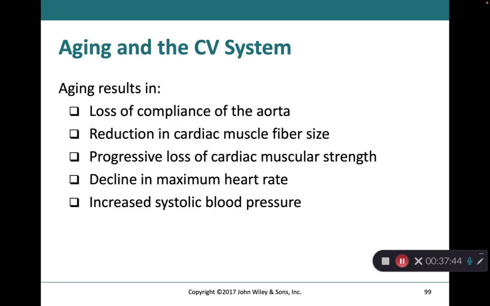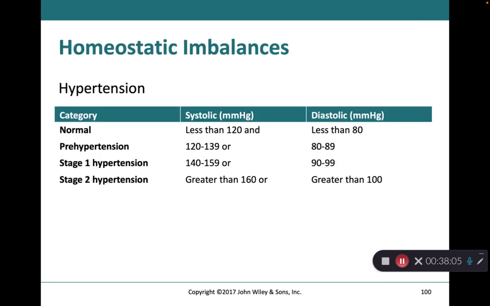Okay, so aging in the cardiovascular system. As we age, the aorta loses some of its compliance, so it doesn't pump as efficiently. We have a reduction in cardiac muscle fiber size, loss of cardiac muscular strength, decline in our maximum heart rate, and increased systolic blood pressure. Okay, and here is showing stages of hypertension.